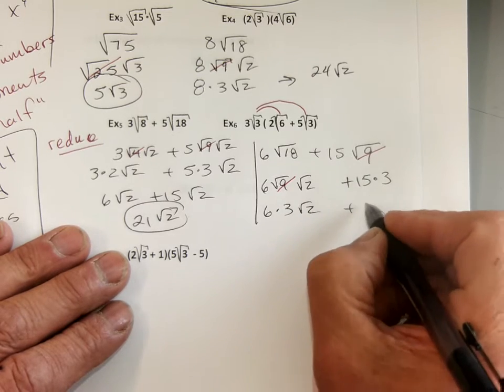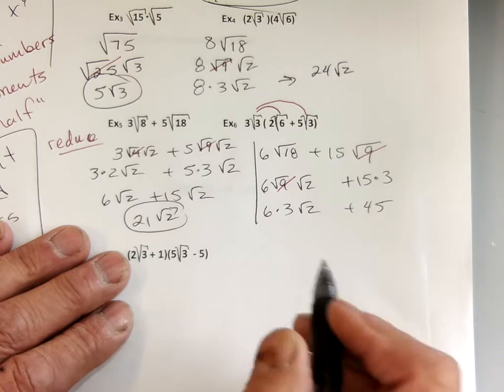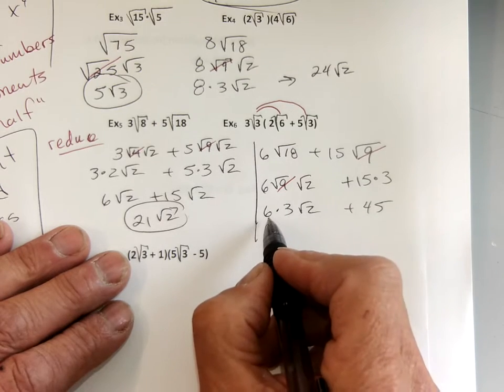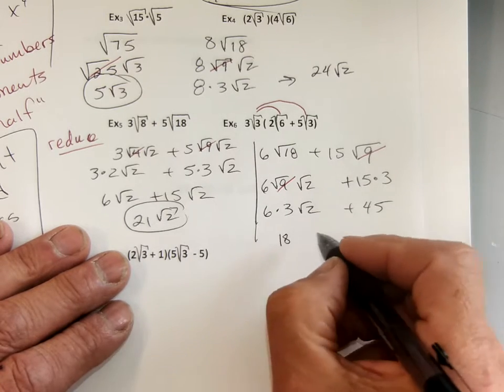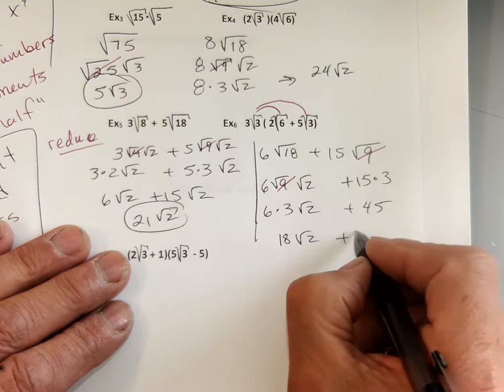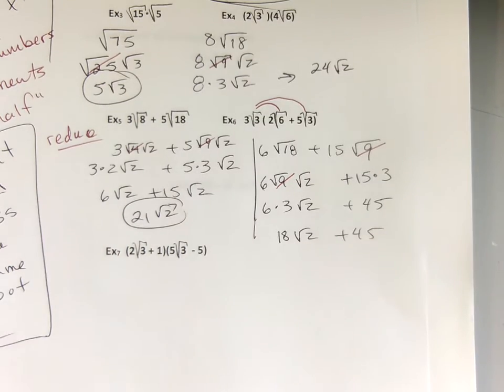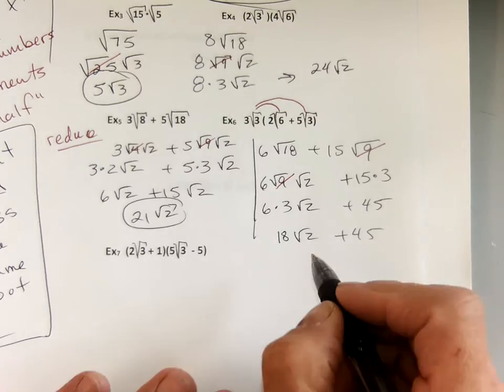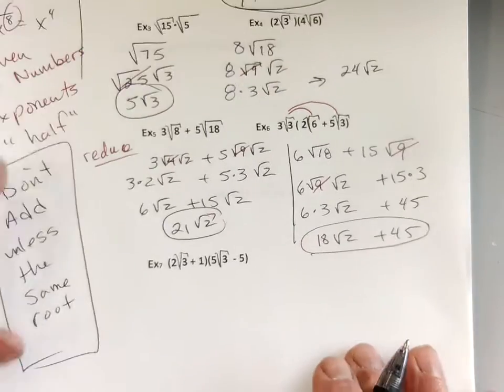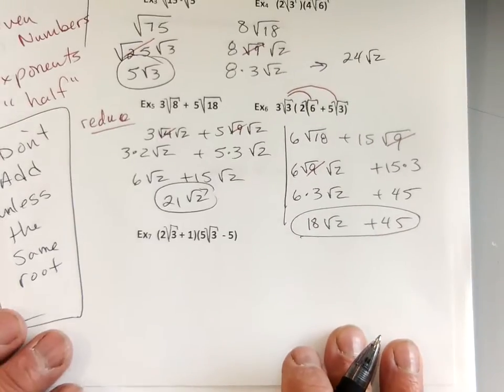And 15 times 3, that's easy. That's just 45, whole number to whole number. And then 6 times 3 is 18, square root of 2, plus 45. Now, that's it. Don't add these because these are different. You can only add them if they're the same, and they're not.